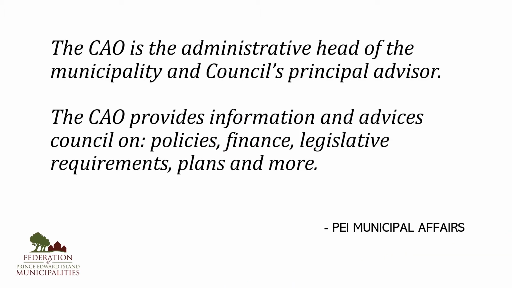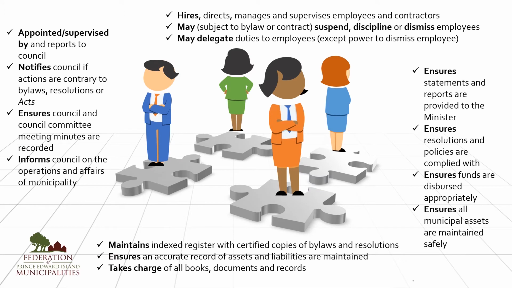Chief Administrative Officer is the administrative head of the municipality and council's principal advisor. They provide information and advice to council on policies, on finance, legislative requirements, plans, and more. CAOs have a number of important responsibilities under the Municipal Government Act. A list of primary responsibilities can be found in Section 93, Sub 3, and there are other duties and delegated authority for the CAO throughout the Act and regulations.